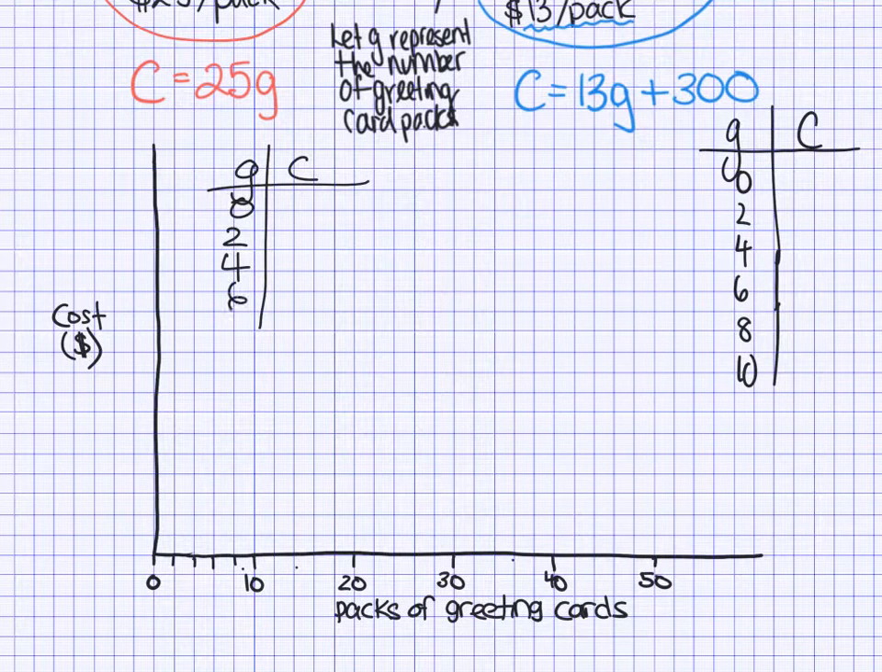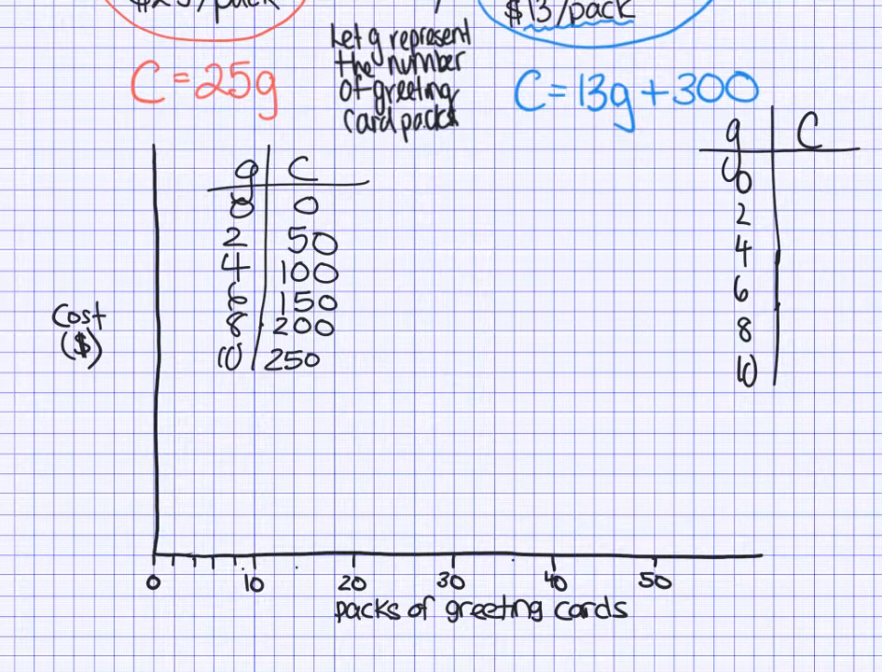0, 2, 4, 6, 8, 10. Okay, so let's start with the red equation. If I sell 0 greeting cards, I'm making $0. If I sell 2, then 25 each, so 25 times 2 is $50. If I sell 4, 25 times 4 is $100. 25 times 6 is $150. And once you see the pattern, it's going up by 50 every time, and you just fill in the rest. 200, 250. Okay, so I made a little table for that.